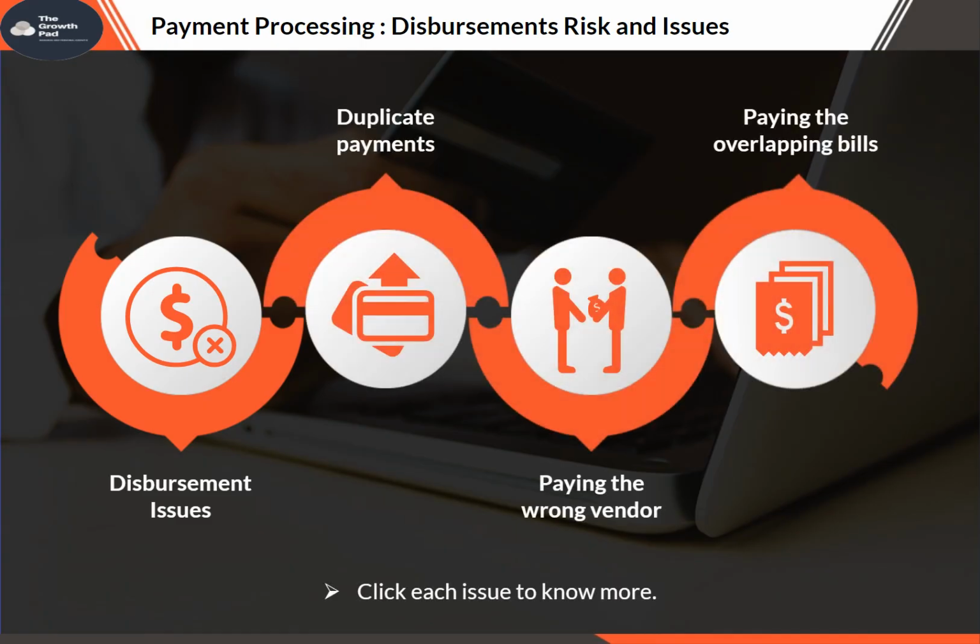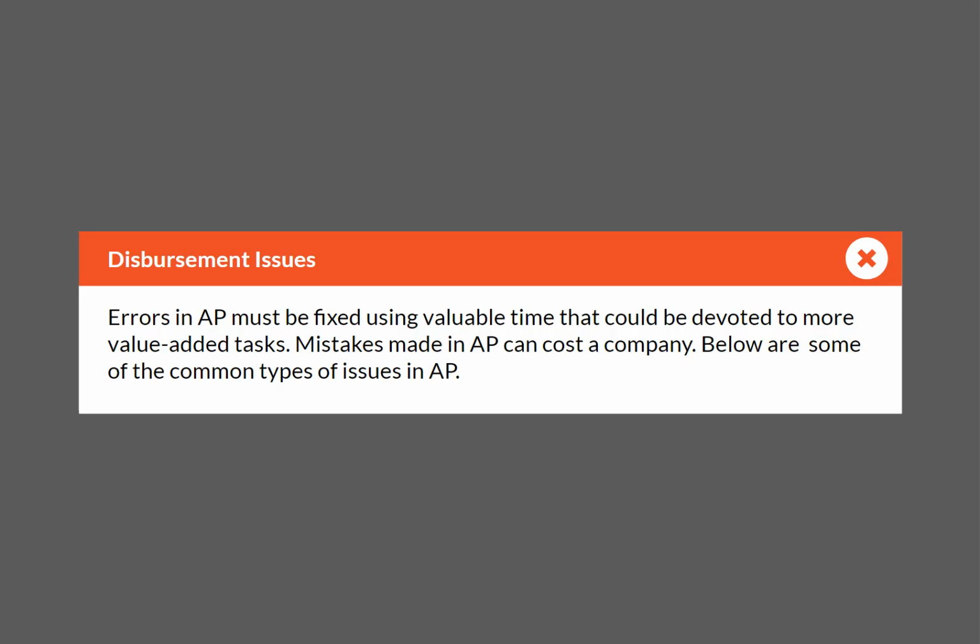Payment processing, disbursements risk, and issues. Click each issue to know more. Disbursement issues. Errors in AP must be fixed using valuable time that could be devoted to more value-added tasks. Mistakes made in AP can cost a company. Below are some of the common types of issues in AP.